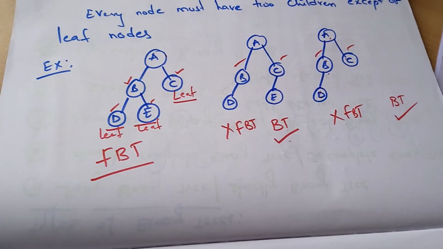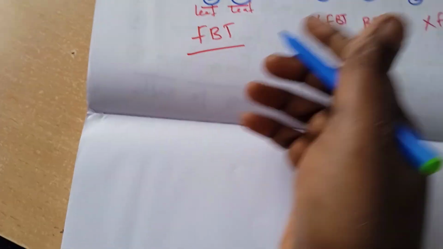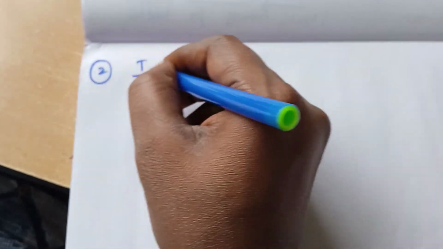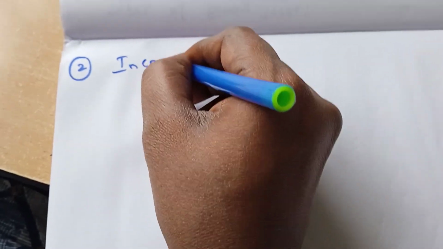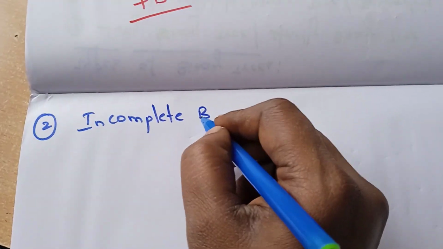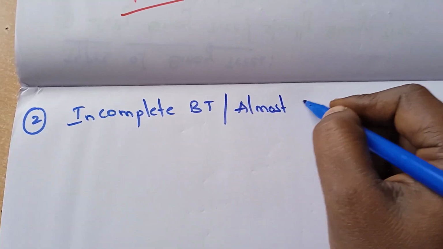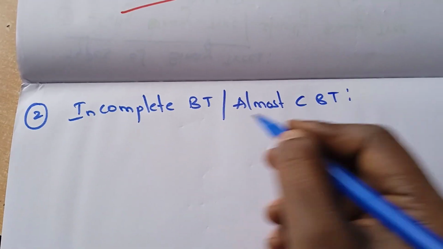Understand? And let's see the second one, incomplete binary tree, or almost complete binary tree.